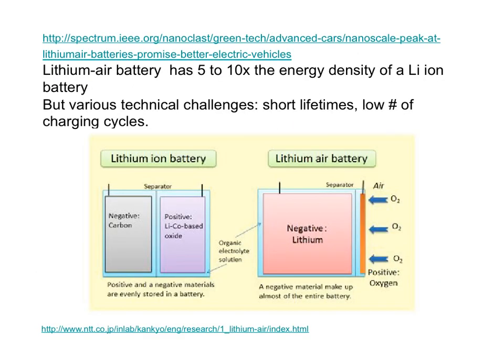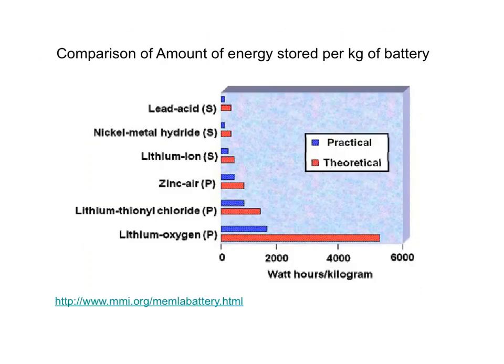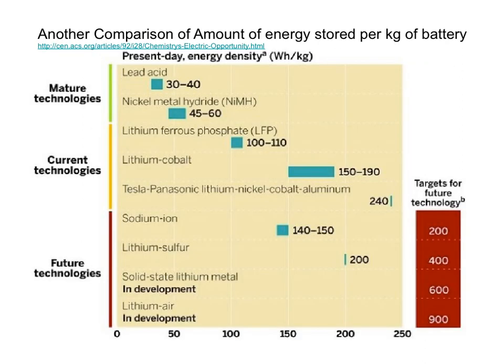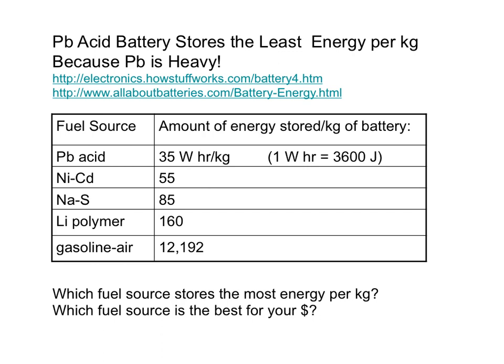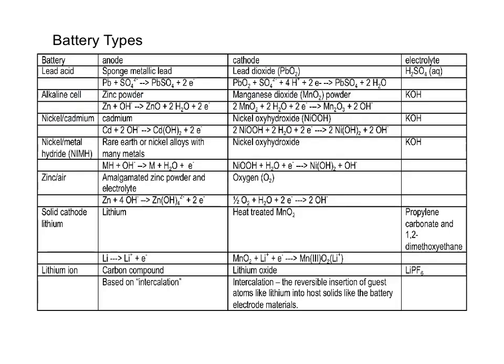The lithium air battery has a lot of potential but has some challenges. Compare the energy density of a lithium air battery to a lithium ion battery to a lead acid battery. Here is another comparison of energy density. The lithium sulfur battery has a higher energy density than lithium ion batteries. The lead acid battery has the lowest energy density. Look what has the highest energy density. If you ever play a battery trivia game, this will be a good table to use.